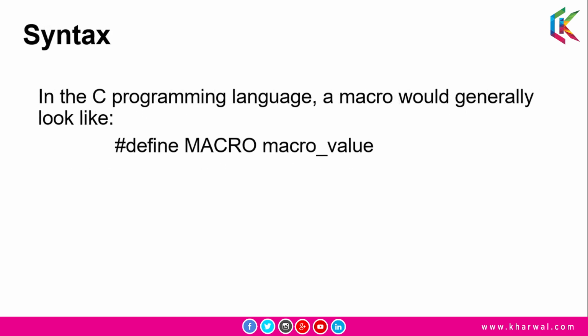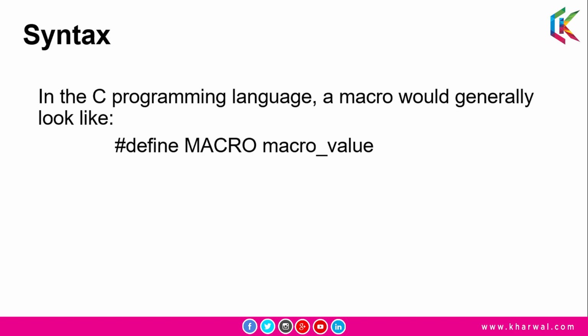So in C programming, we can define macros like this. We will use the hash define directive, and then we will use macro and then macro value. So here macro is known as macro template and macro value is known as macro expansion. It is important to note that macros are not terminated by semicolon.